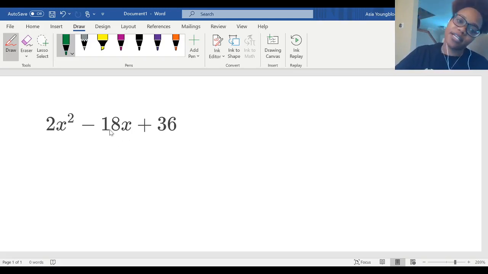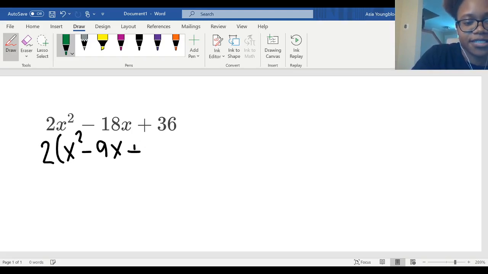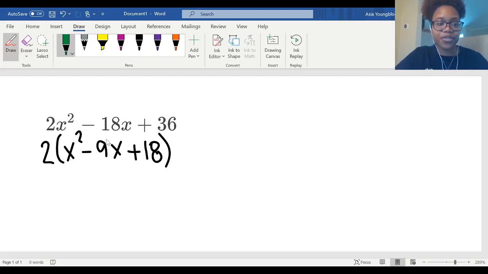Negative 18 divided by 2 is negative 9. 36 divided by 2 is 18. So that means that 2 is a factor of all 3 of these numbers. So we're going to factor out the 2, and we're going to have x squared minus 9x plus 18. Again, I got these numbers with division. 18 divided by 2 is 9. 36 divided by 2 is 18.